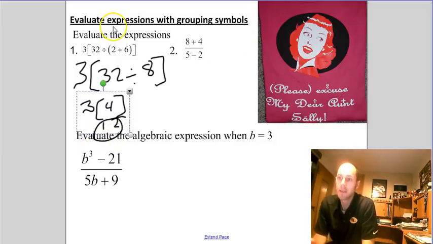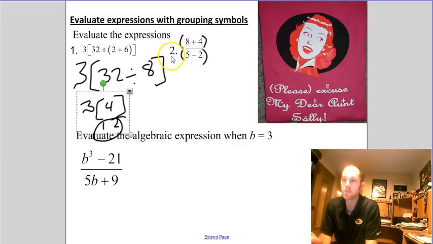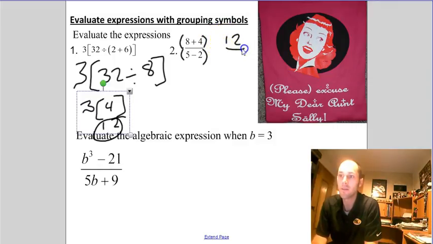Okay. Next one is kind of tricky. We would think 8 plus 4 divided by 5 minus 2. Typically we would divide first, but when it's written in this form, we've got a numerator and a denominator. There are imaginary parentheses there, so we need to simplify the parentheses first. So we've got 8 plus 4, and then we've got 5 minus 2. Simplify that down, 12 divided by 3 is 4.